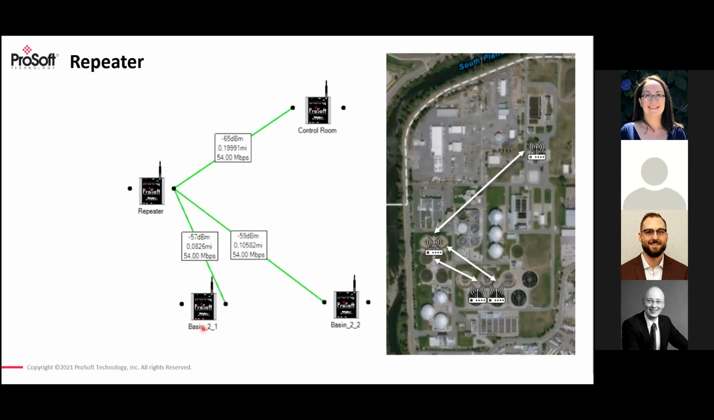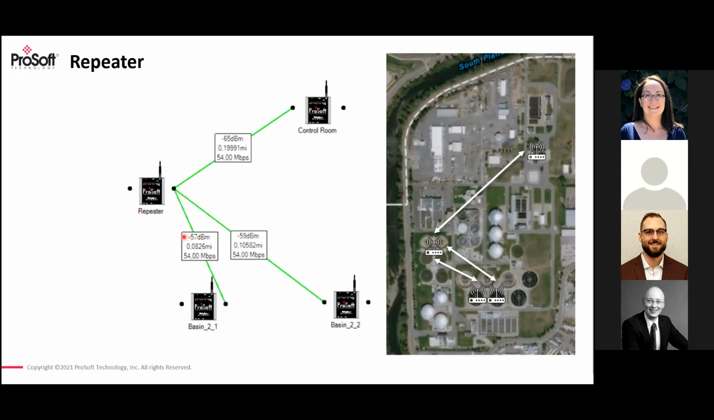So we have BASIN second row, first one. We have BASIN second row, second one, which are these two here. They connect to the repeater. The repeater, you see, has two connections down and one connection up.